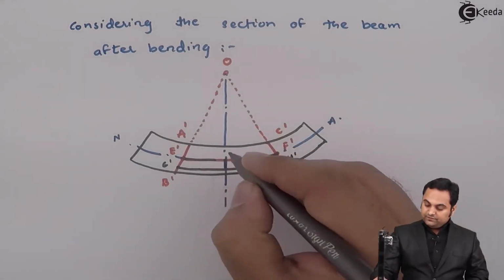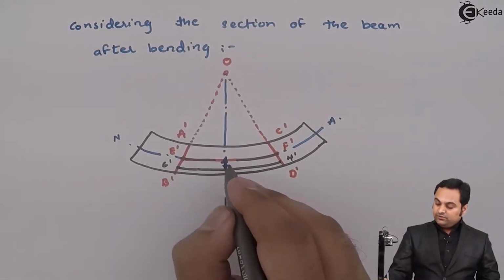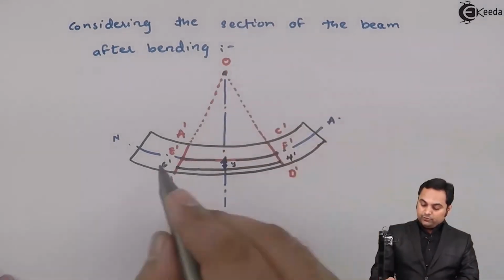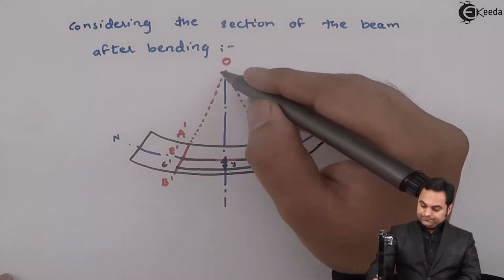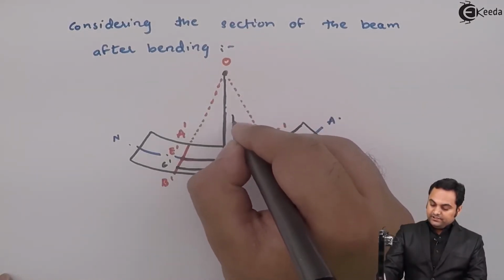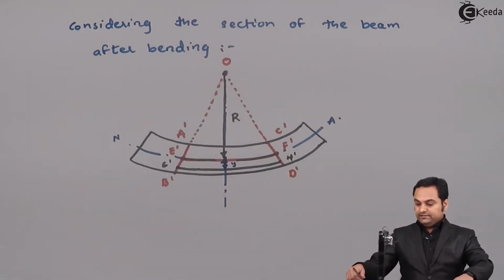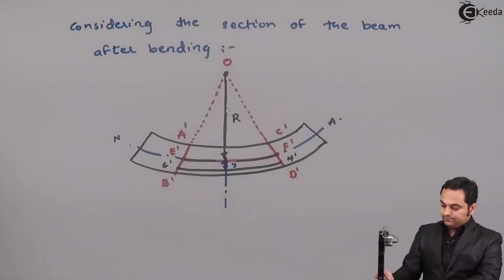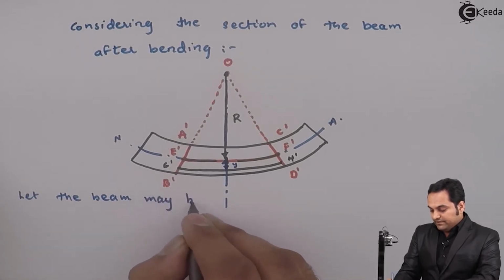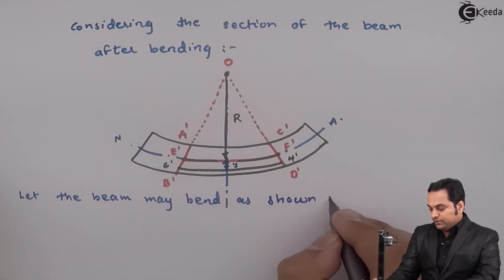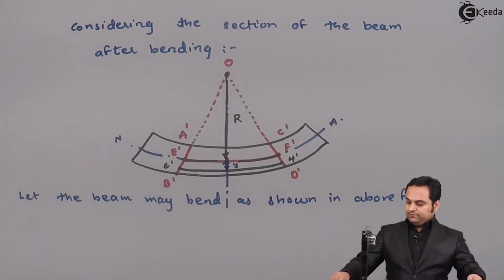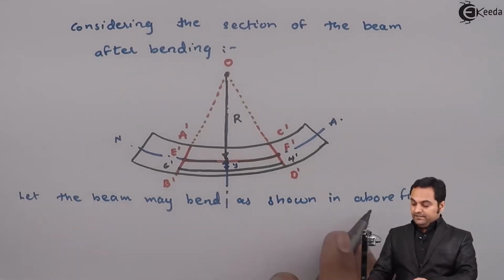Now the distance from the neutral axis to the layer G dash H dash, that we have taken as Y. Next I'll assume that from point O up to the neutral layer, that is layer E dash F dash, this radius I am going to assume as capital R. So now for this diagram, let the beam bend as shown in the above figure.